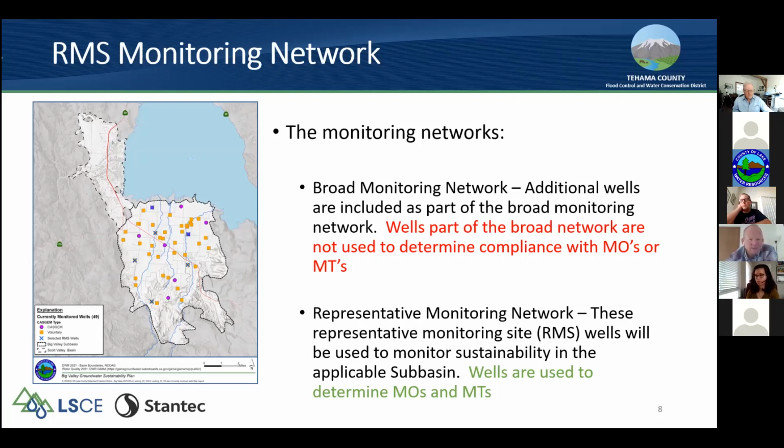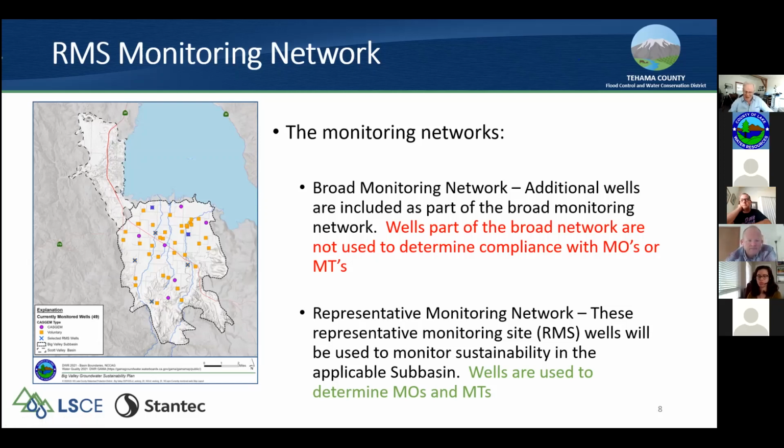So that's another reason we like to look at the RMS wells that have a longer record. I just wanted to point that out and let you know that we're talking about two networks. We're not going to give up on the broader monitoring network, but as far as the GSP goes, we're going to have to develop these RMS wells, or this RMS network. Is that clear for folks?